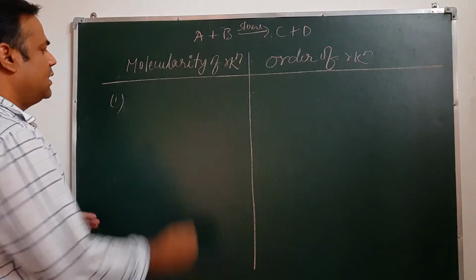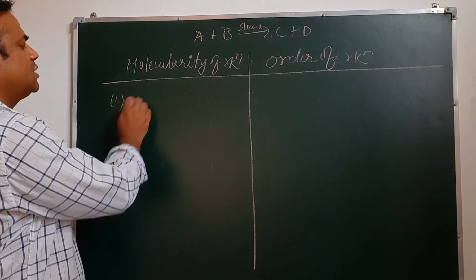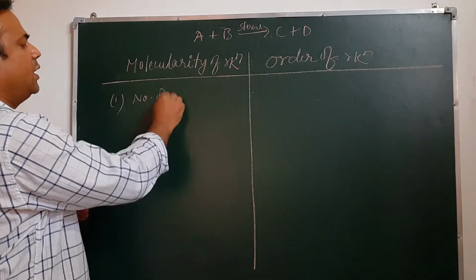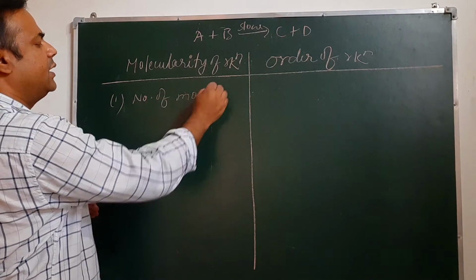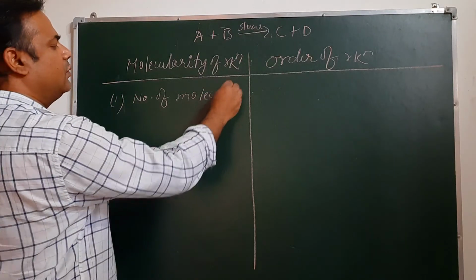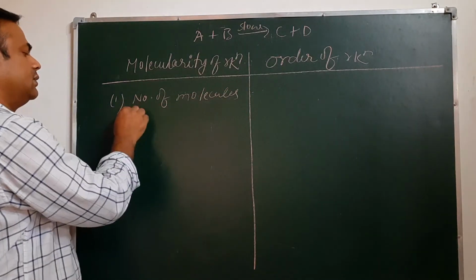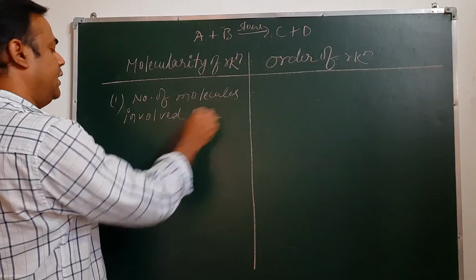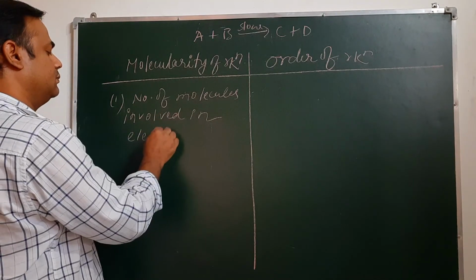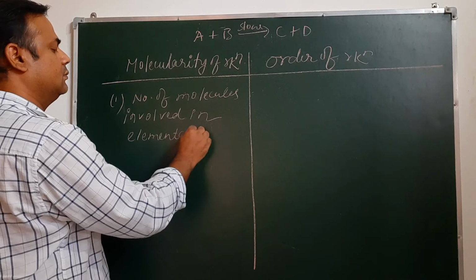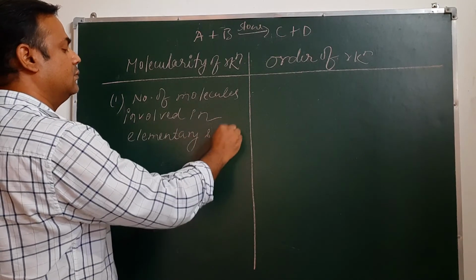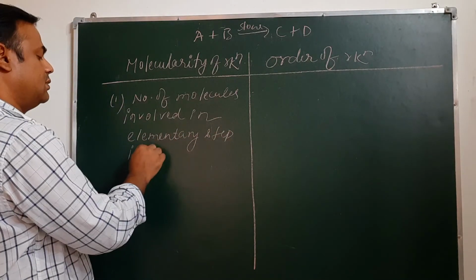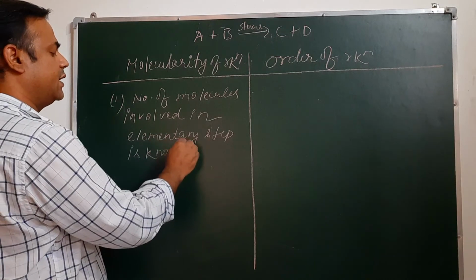What is molecularity of reaction? Number of molecules. It's a theoretical concept. Number of molecules involved in elementary step is known as molecularity of reaction.